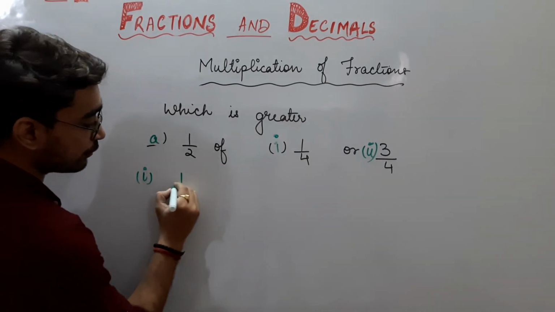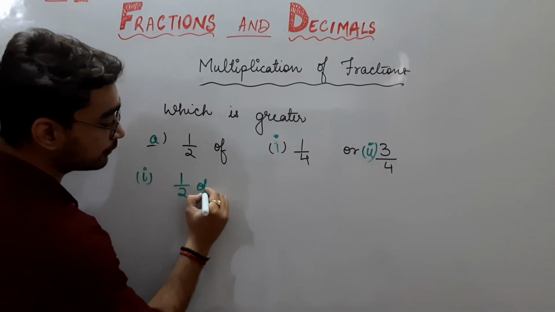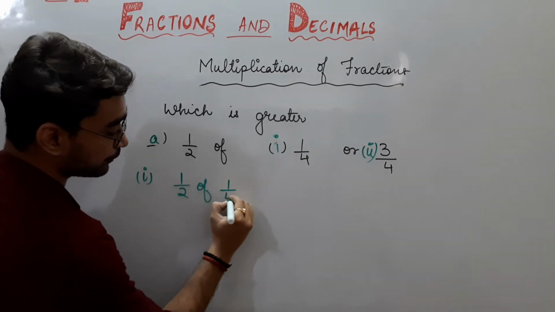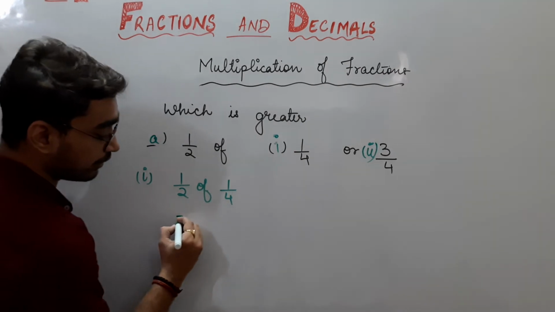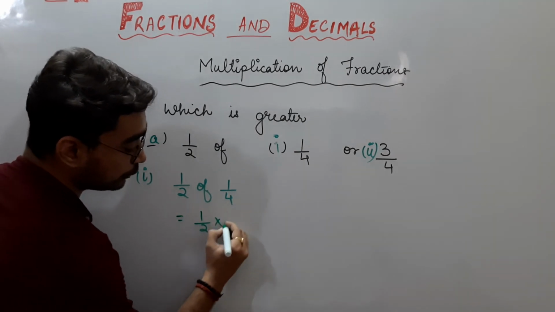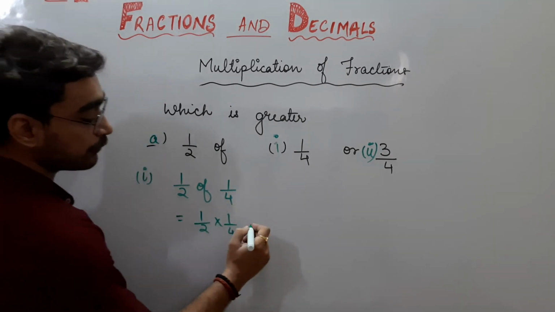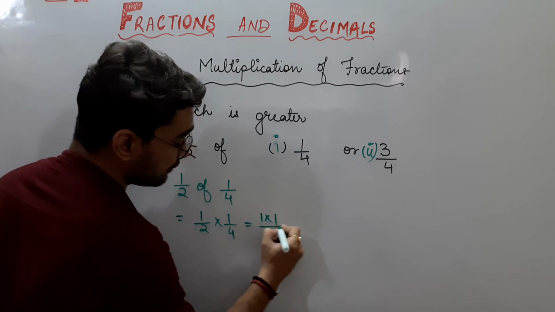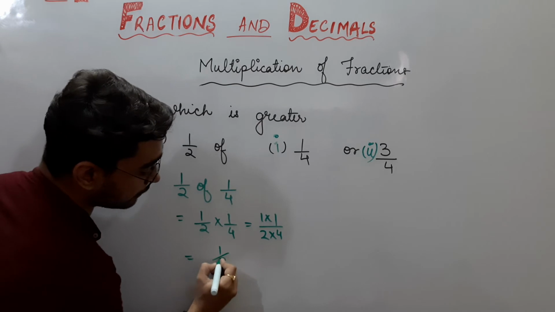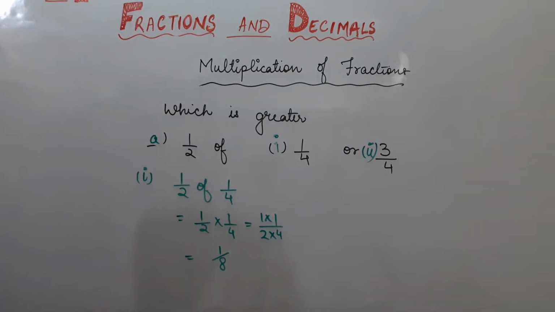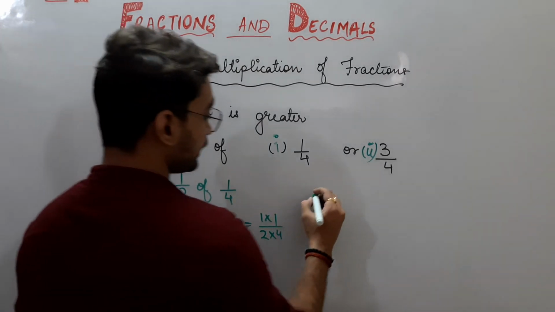Let me solve the first part. The first part says 1 by 2 of 1 by 4. This "of" actually means multiply. So how will we write it? We can write it as 1 by 2 into 1 by 4. Then the product of numerators 1 into 1, divided by the product of denominators 2 into 4. That will be equal to 1 by 8. Right? Good.